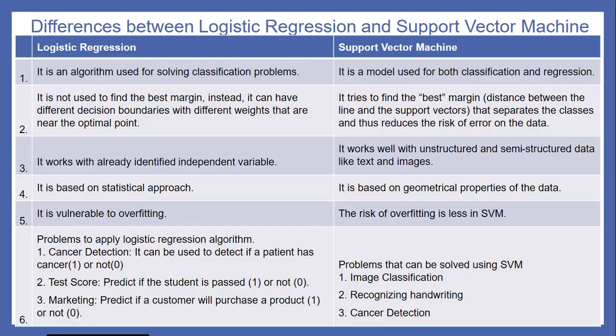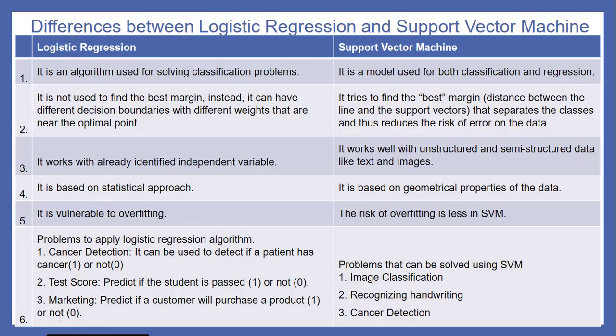Support vector machine, or SVM, tries to find the best margin distance between the line and the support vectors that separate the classes, and thus reduces the risk of error on the data. Logistic regression works with already identified independent variables. Support vector machine works well with unstructured and semi-structured data like text and images.